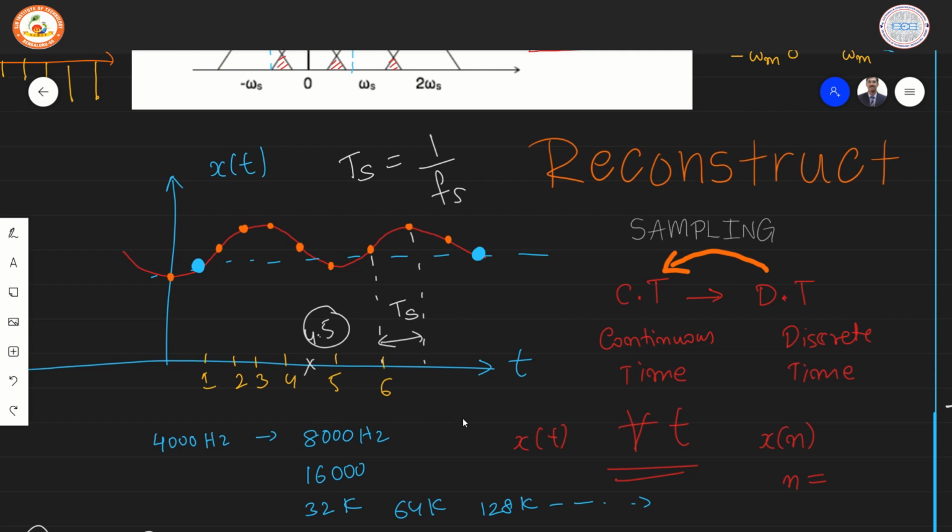Therefore, we have three cases: exact sampling, where you go with the Nyquist rate; oversampling, where you're exceeding the Nyquist rate; and undersampling, where you're doing less than the Nyquist rate. This same phenomenon can be shown in the frequency domain as well.